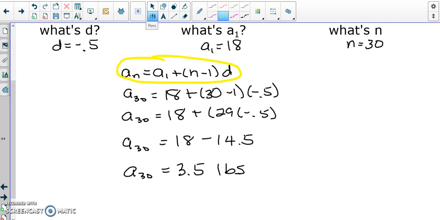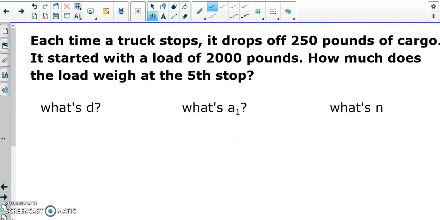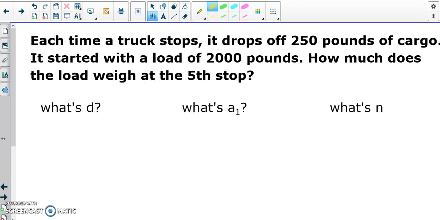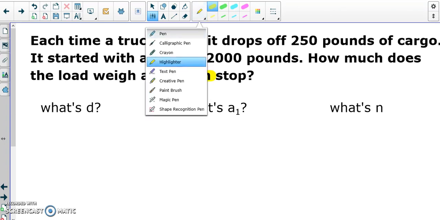All right, let's take a look at this last one. Each time a truck stops, it drops off 250 pounds of cargo. It started with a load of 2,000 pounds. How much does the load weigh at the blank stop? So you need to fill in fifth stop. Okay, so fill that in on your notes.